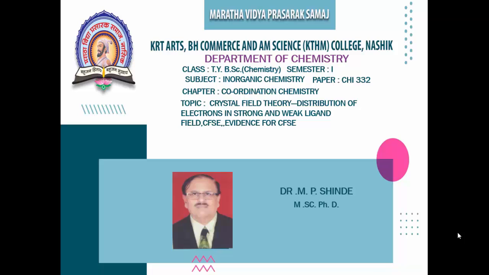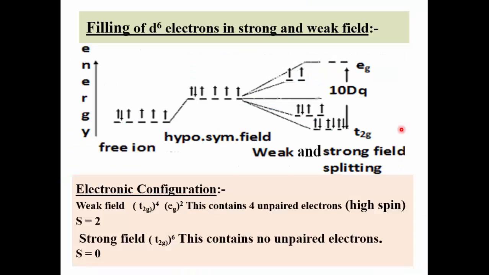Dear students, let us start crystal field theory, in which we are going to discuss distribution of electrons in strong and weak ligand field. Up till now we have discussed distribution of d electrons d1, d2, d3, d4 and d5 in strong and weak ligand field. Today, we are also going to discuss CFSE, that is crystal field stabilization energy, as well as evidences for crystal field stabilization energy. Let us see.